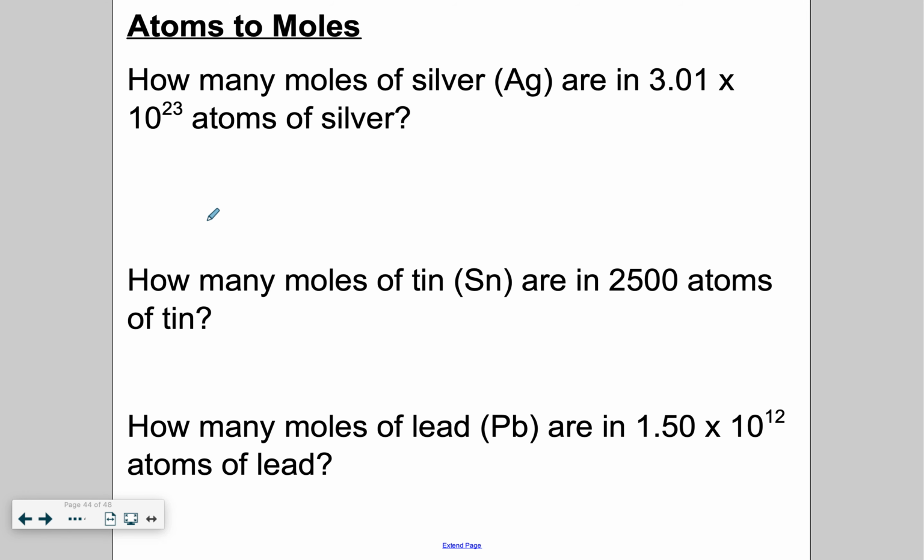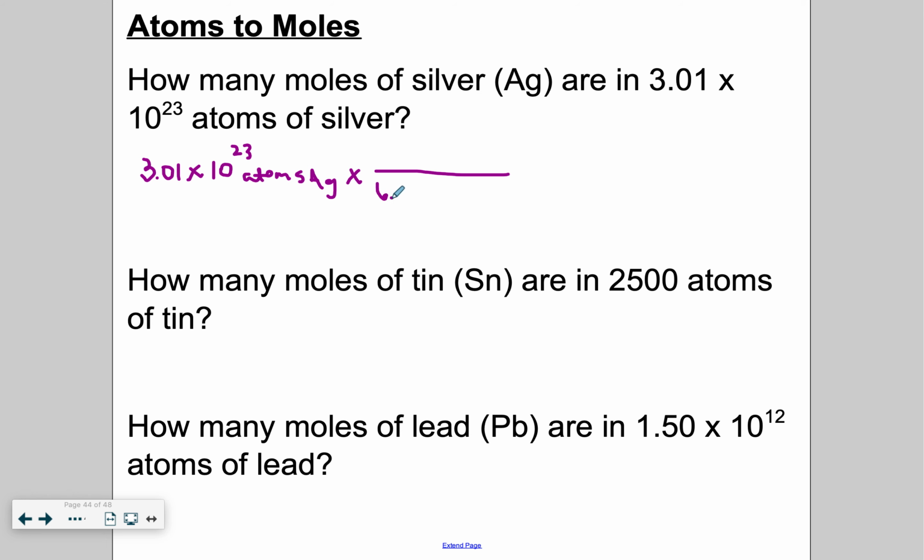How many moles of silver, Ag, are in 3.01 times 10 to the 23rd atoms of silver? We're going to start with what we are given, and I'm going to apologize in advance for my penmanship on the mouse pad. 3.01 times 10 to the 23rd atoms of Ag. And then we're going to set up the conversion factor. So we are going from atoms to moles. Our unit is atoms. That's where you're going to stick Avogadro's number.